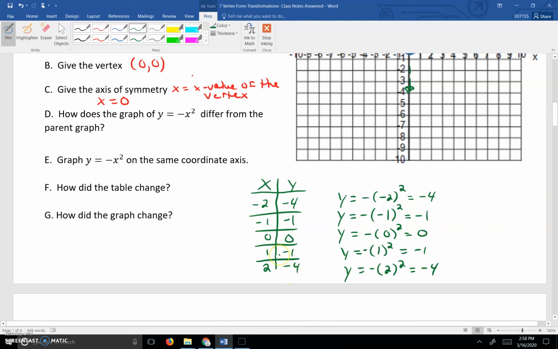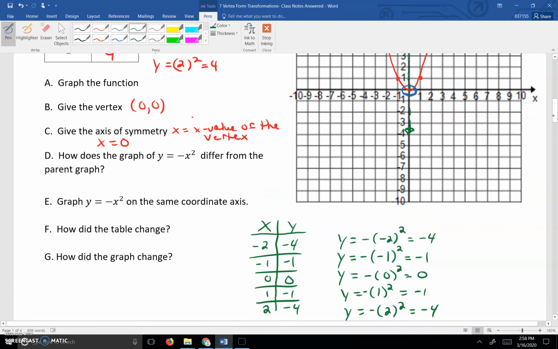So here's my chart that I'm going to now graph. When I put that on my graph, I have -2, -4. So from the origin, I'm going to go left 2 and down 4. Then left 1 and down 1 for -1, -1. 0, 0 is still the origin. Then positive 1, negative 1, so to the right 1, down 1 from the origin, and positive 2, negative 4, so to the right 2 and down 4. When I graph that, here is my new graph.